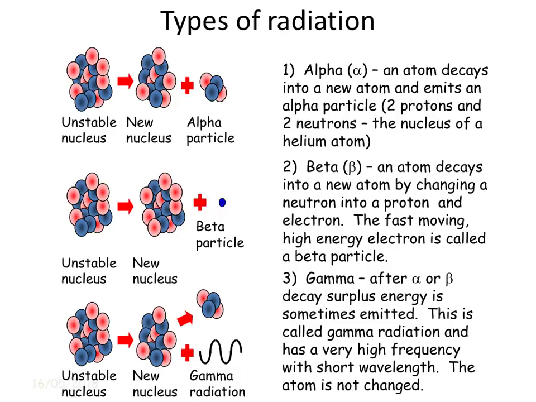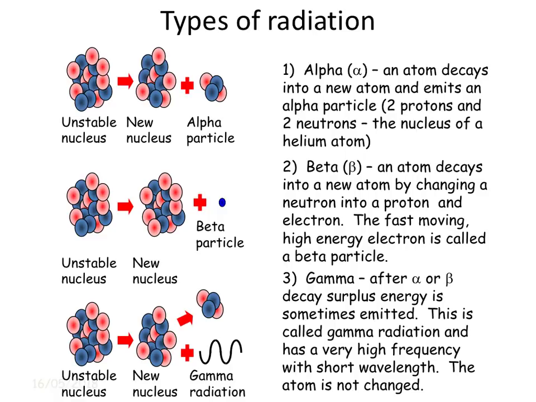occur when an atom decays into a new atom and emits an alpha particle. An alpha particle, remember, is a helium nucleus, so it contains 2 protons and 2 neutrons. Remember that you'll have a charge of +2 because there are no electrons there. So you start off with an unstable nucleus that's quite high in mass. It will decay into a new nucleus by emitting an alpha particle, which is a helium nucleus.